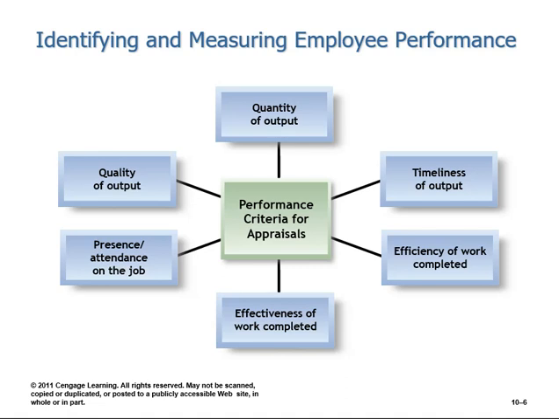The performance criteria for appraisals, what we're discussing on this slide, are actual things that managers can measure to evaluate the performance of any employee. So these are some examples. You could look at the quantity or the amount of products someone was supposed to produce. Did you produce the right number of widgets, for example? Timeliness, was it done on time? Did you do it within the parameters that were expected of you? Efficiency, did you complete the work using the least amount of resources necessary? Effectiveness, did your work result in the outcomes that you were supposed to achieve?